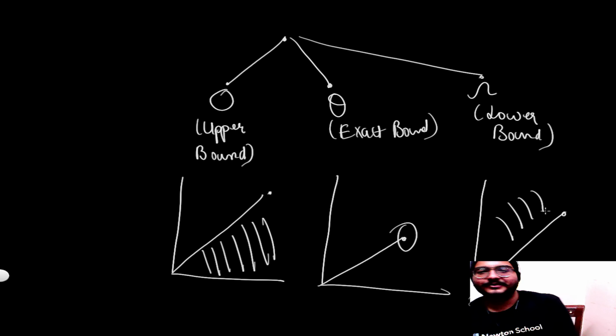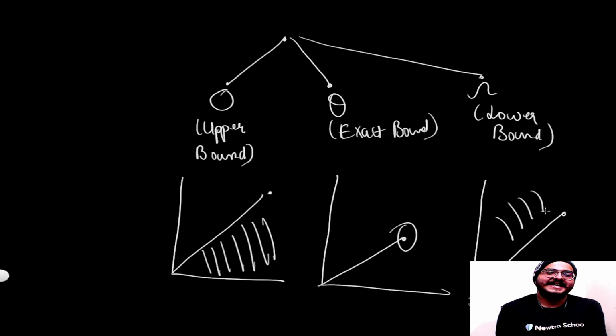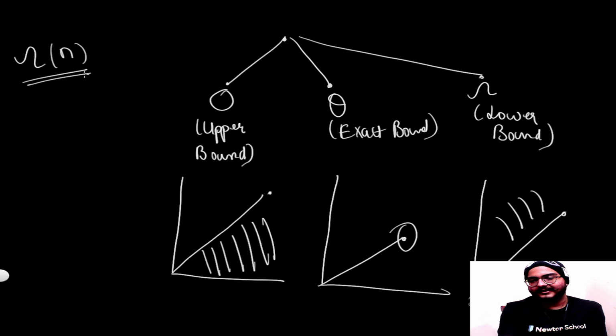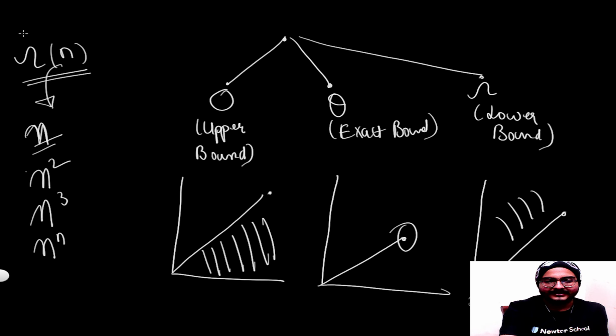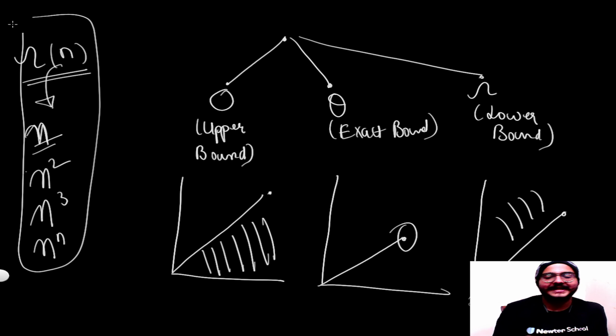So let's say that you are in some sort of a company and you say that, hey, my program runs in big omega of n time complexity. What does it imply? It implies that either your function would run n times, or it would have n square time complexity, or n cube time complexity, or n power n time complexity. You are giving an ambiguous time complexity.